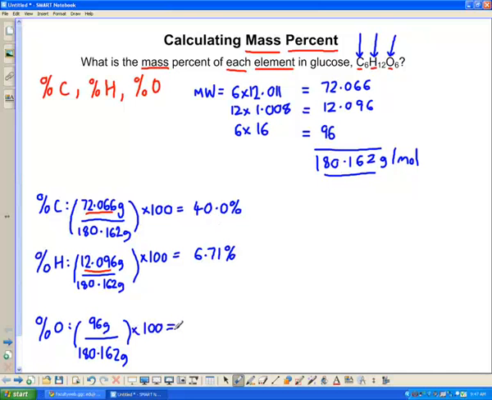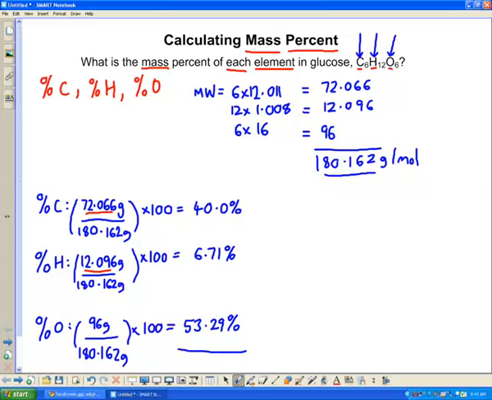Which shouldn't really be a surprise based on the percentages that we currently have. And that's exactly what we see. We got 53.29%. All right. So therefore, the percentage of carbon is 40.0, the percentage of hydrogen is 6.71, and the percentage of oxygen by mass is 53.29%.